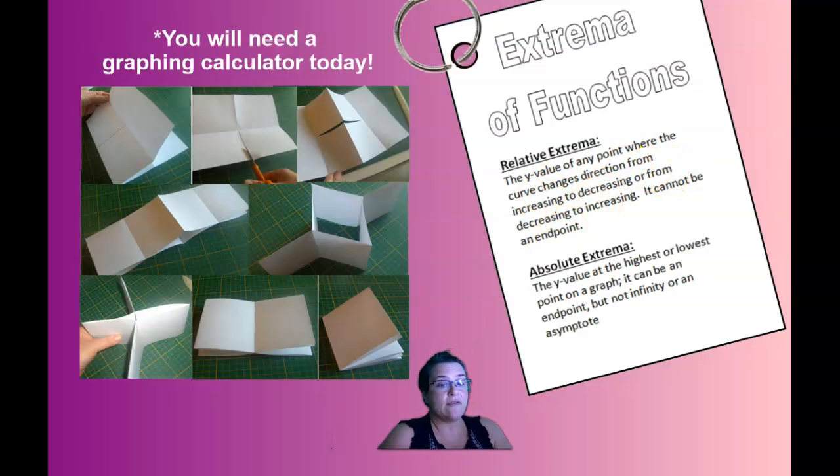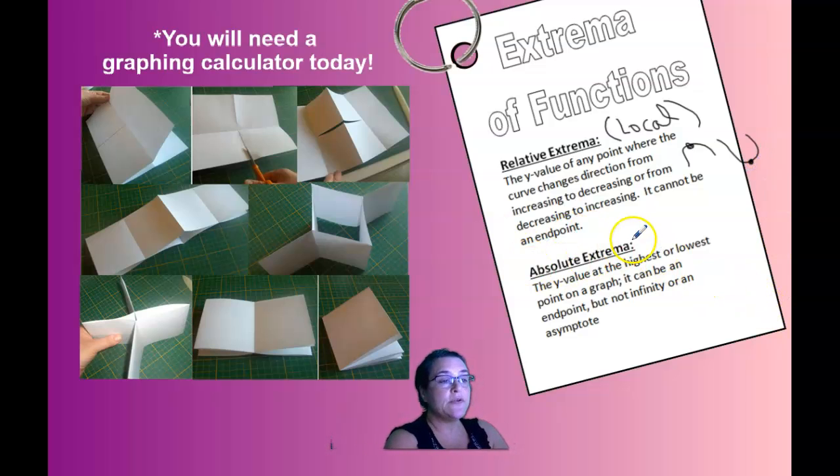You can word it however you want to, but you want to get at that idea that a relative extrema, which remember is also called a local extrema, is the y value of any point where the curve changes direction from increasing to decreasing or from decreasing to increasing. Okay, it cannot be an end point, however. So it's only when it changes direction. So it could be a peak or it could be a valley, right? That would be a local or relative extrema.